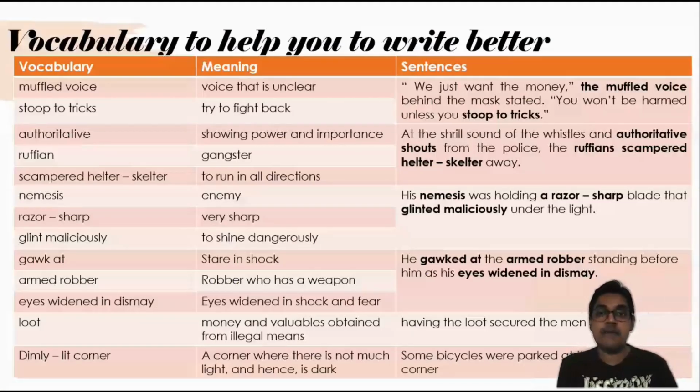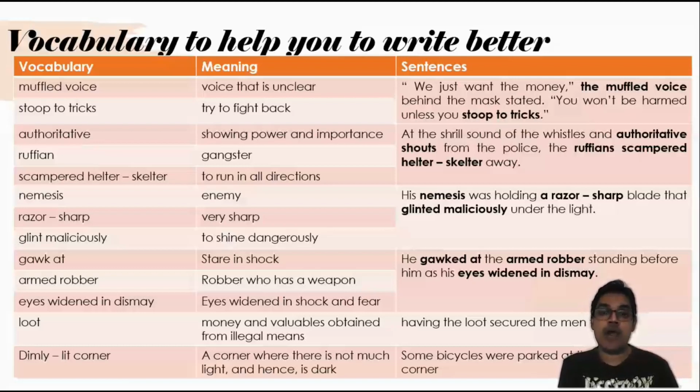These are some examples of vocabulary that you can use when you want to write your essay. First look at this: muffled voice, stoop to tricks. Muffled voice means a voice that is unclear, and stoop to tricks means trying to fight back. A sentence that we can build from these two phrases is: "We just want the money," the muffled voice behind the mask stated. "You won't be harmed unless you stoop to tricks." This is an example that you can use.